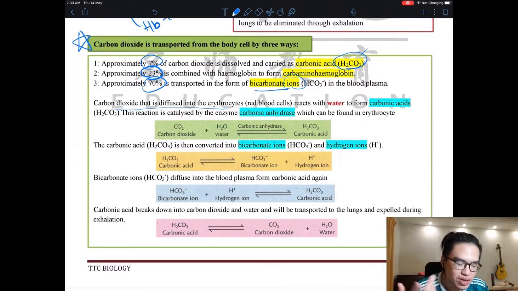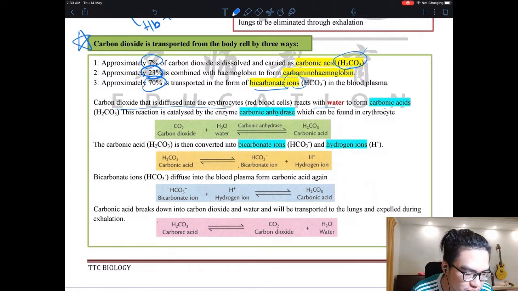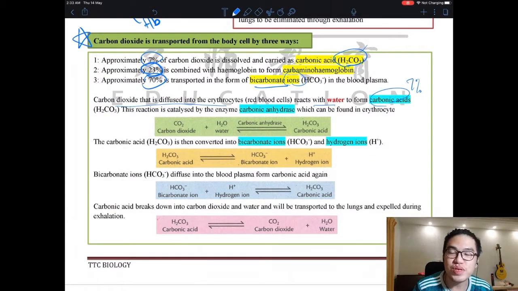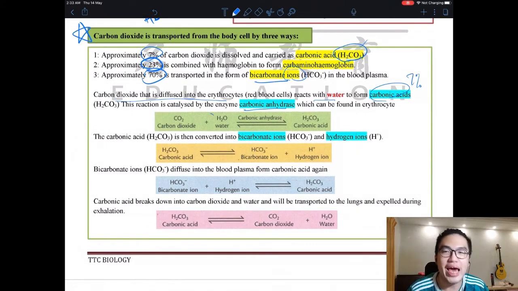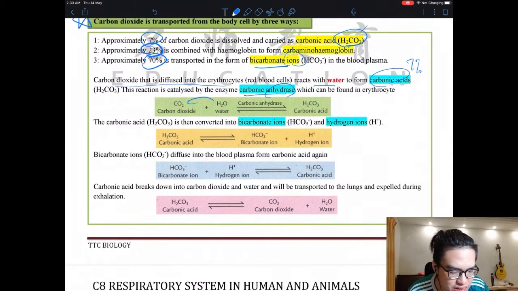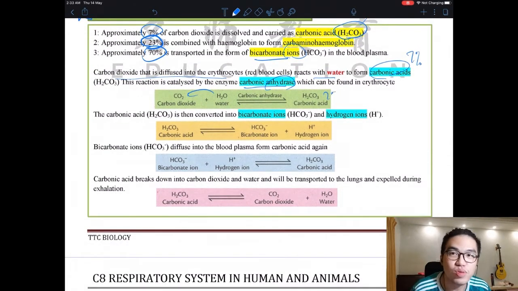So carbon dioxide diffused into erythrocyte, reacts with water to form carbonic acid, which is the 7%. Like I said, the 7% doesn't mix very well. That's why it has to be catalyzed by an enzyme, which is called carbonic anhydrase. I'm adding water into it, that's why I call it anhydrase. I want to hydrate the thing, so carbonic anhydrase. Like I said, this is only 7% soluble in water.